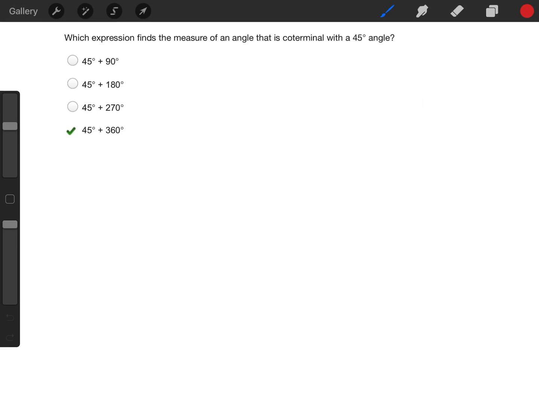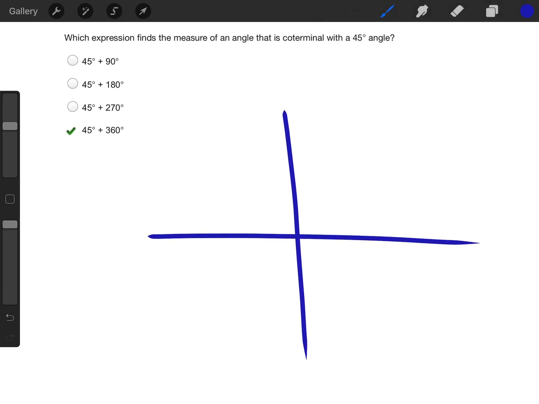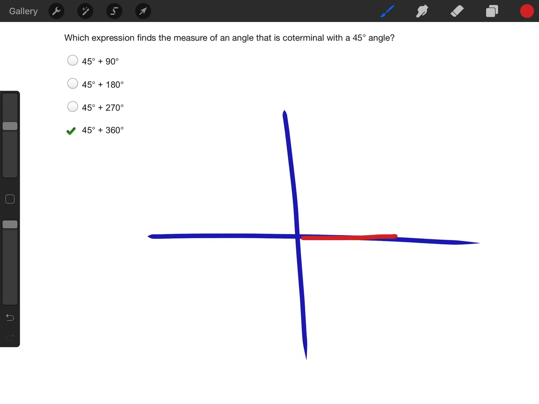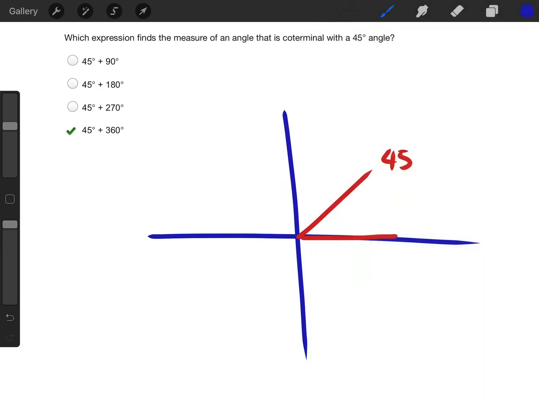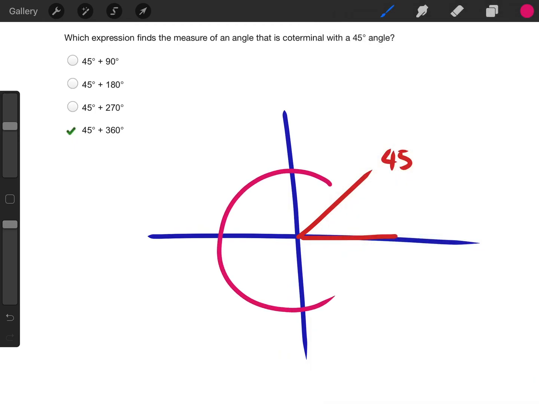All right, which expression finds the measure of an angle that's coterminal with 45 degrees? So what does coterminal mean? I'm going to draw the standard angle position to show you. If this is my starting side, 45 degrees is right here. Coterminal is asking you to express another angle measure that's right on the same line as this 45 degrees. A good way to express it is to add another 360. So you can say 45 plus 360. That's going to be right back to this 45 degree angle.